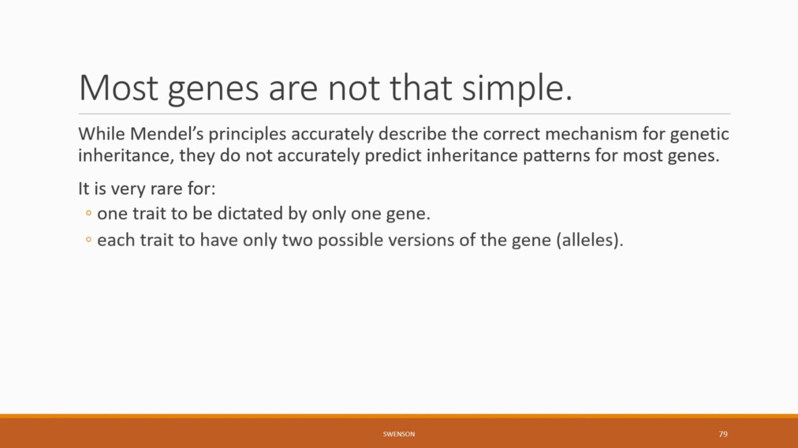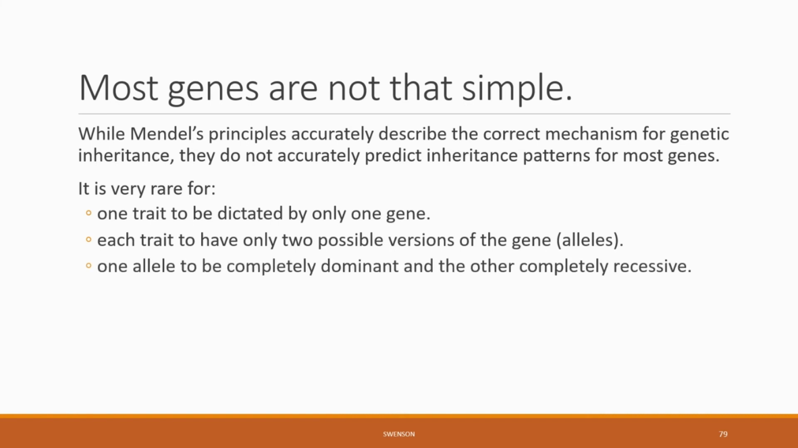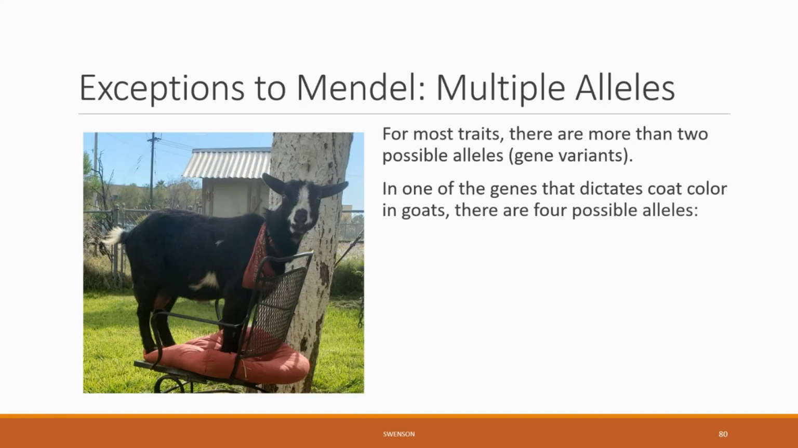It's also rare for each trait to have only 2 possible versions of the gene, right? There might be several. Think of eye color, for example. It's also rare for one allele to be completely dominant and the other completely recessive. And so here's an example of that.